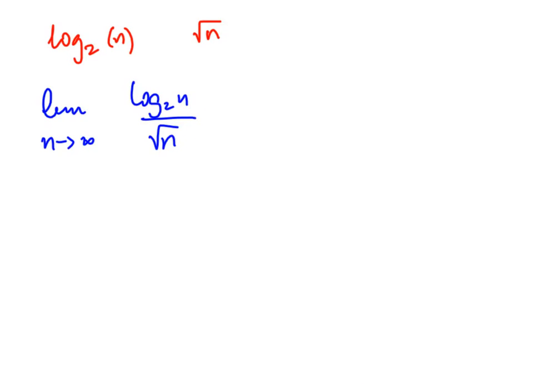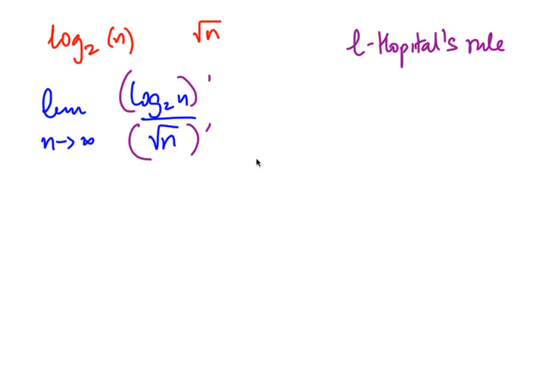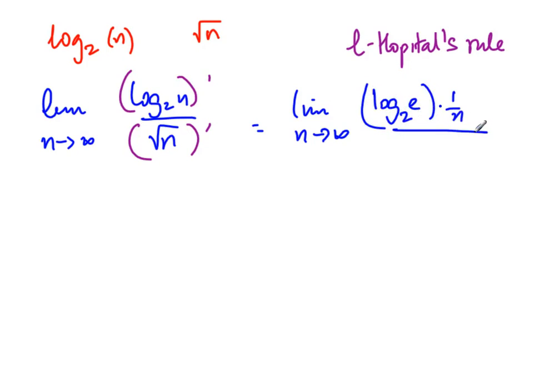Now here we can use some calculus trick. We can use L'Hopital's rule and differentiate the top and the bottom, right? So we can take this thing and differentiate it. And if we differentiate the top and the bottom, then we get something like this. We get log of e times 1 by n divided by 1 by 2 root n.